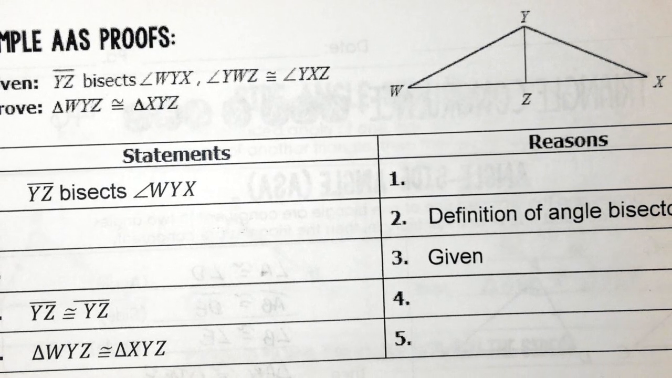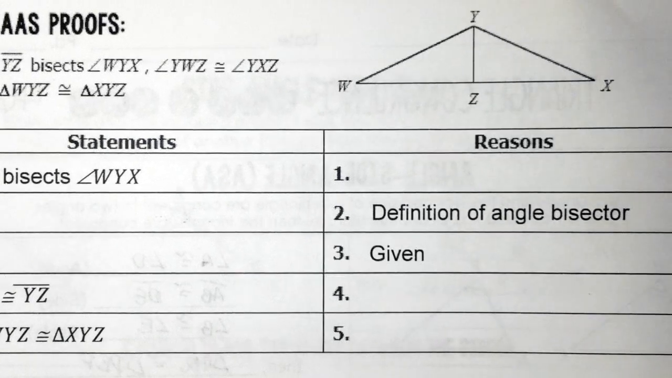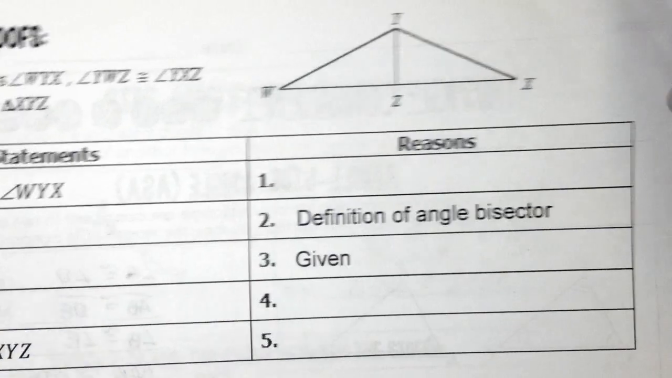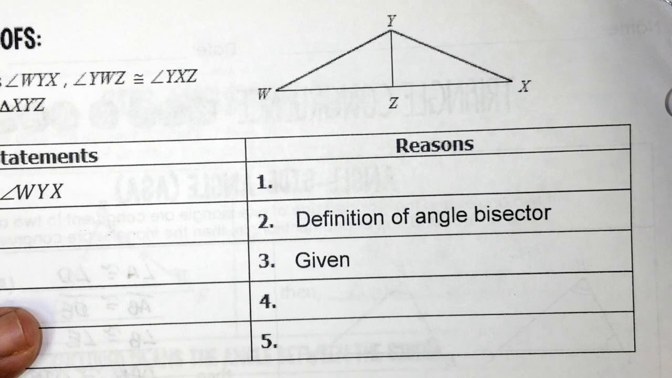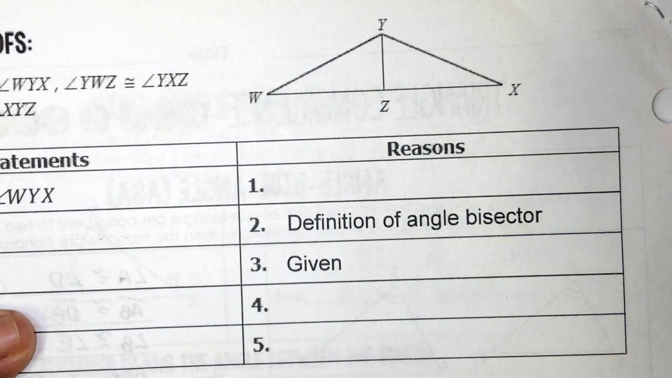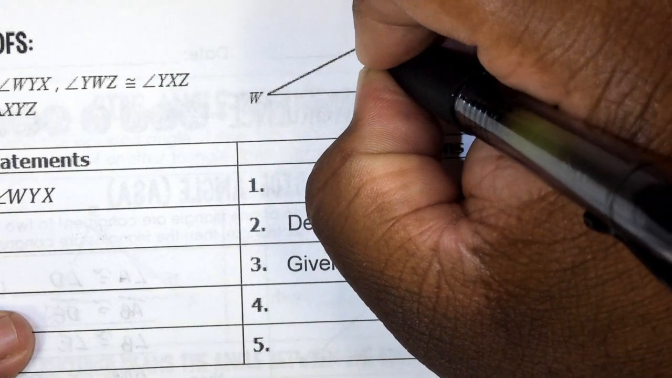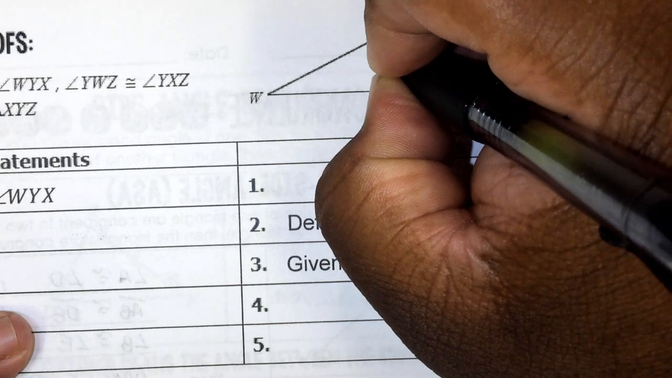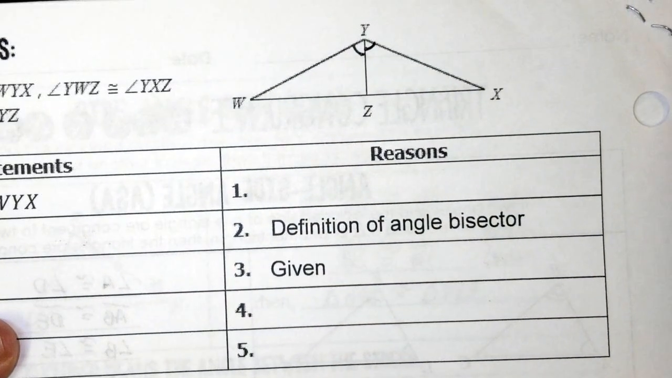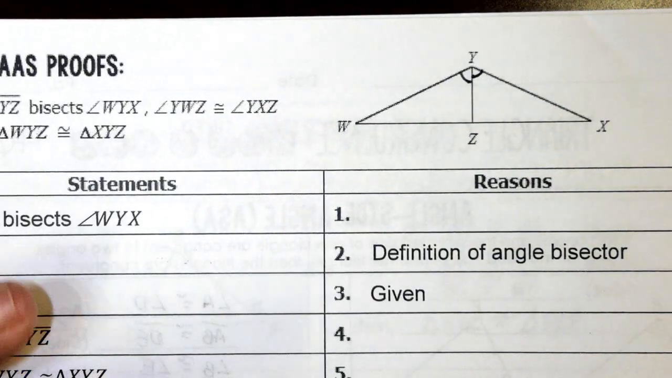YZ bisects angle WYX. So YZ is a segment that goes through and bisects that angle. We need to mark that we understand that angle is being bisected. WYX is the big angle across the top here. YZ comes in and bisects it, cuts it in half here and here. The two small angles are congruent. We mark that because that's what they just told us.